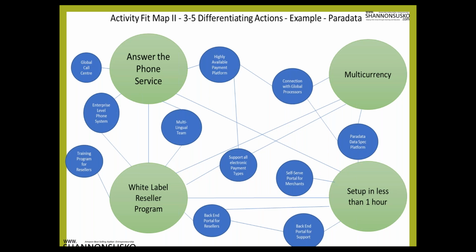The blue circles were all about, how are we going to get, let's talk about multi-currency, for instance, in place. Well, connection with global processors was key. Having a Paradata data spec was key, right? These are things that supported multi-currency. In regards to not having our phone ring, we needed a highly available payment platform. We needed an enterprise level phone system. We needed a global call center. We had a multilingual team as we grew across the global payment processors.